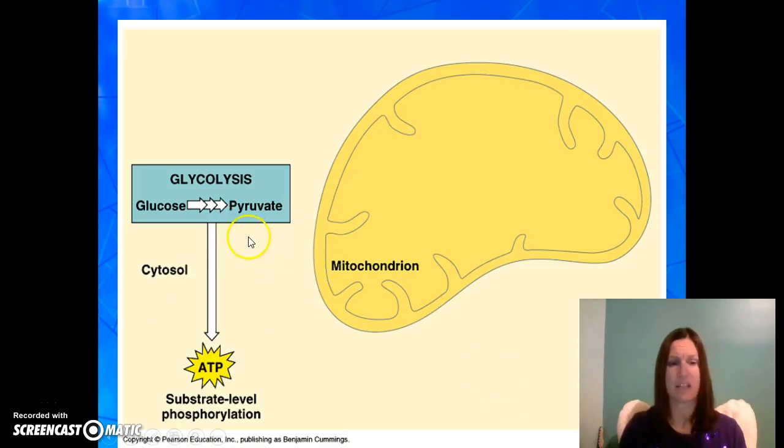So let's take a look at this here. Now, we're in the cytoplasm, right? Cytoplasm, cytosol. We are not even in the mitochondria yet, which is the energy factory of the cell. So what's going to happen in glycolysis? We're going to break down that glucose molecule into a 3-carbon molecule called pyruvate. And we are going to get a little bit of ATP generated here, where we see some phosphorylation, but we're not going to get a lot.